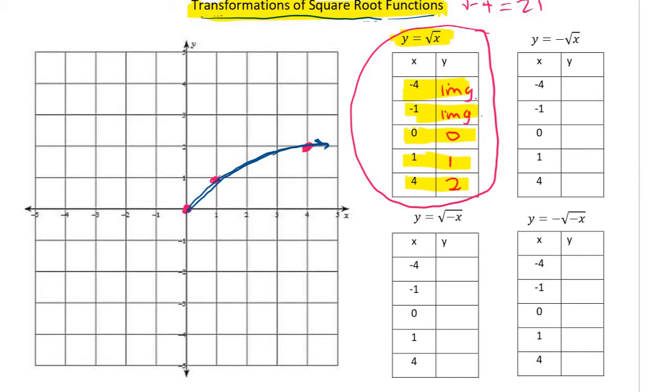So here are the points plotted, and we connected them with a smooth curve, and we have the parent square root function plotted right here. So anytime you want to plot the square root function, that's the graph. Now we're going to work on transforming this equation today. All right, so let's look at some other modifications to this equation.